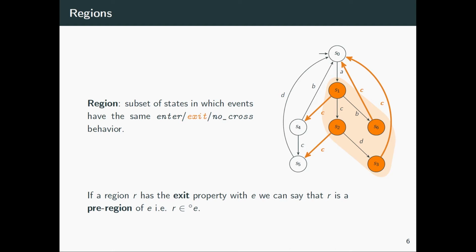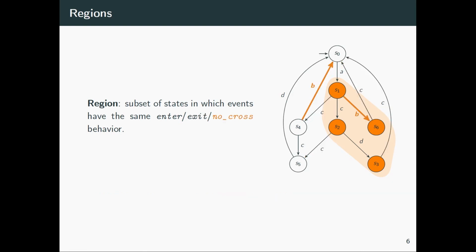to the highlighted region. From the region point of view, the exit property for an event with respect to a region means that the region is a pre-region for the event. Indeed, we can see how the states of the highlighted region activate the event C. And finally, the no-cross property, like for event B, which has one occurrence inside the region and the other completely outside it.